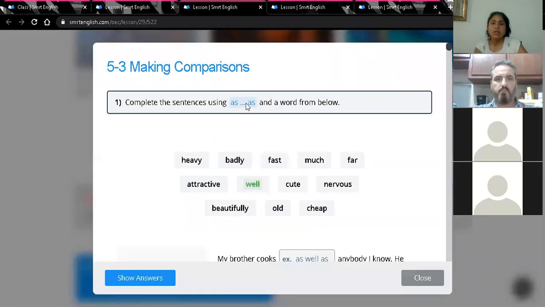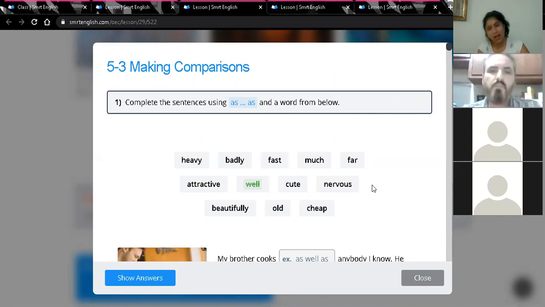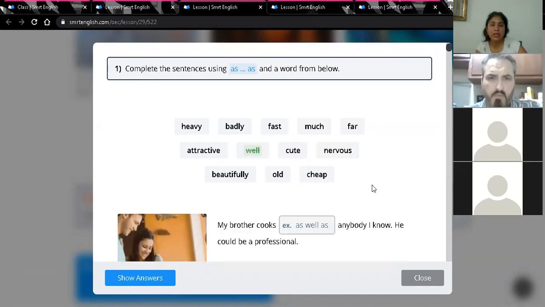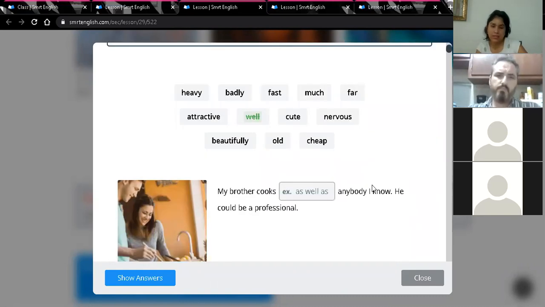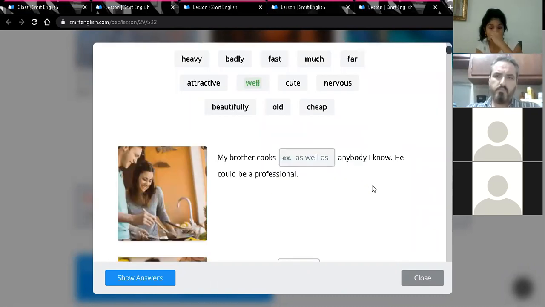So here it says, complete the sentences using as, and a word from below. So we're going to use as. Remember when we use this, the adjectives stay the same, or the adverbs in this case. My brother cooks as well as anybody I know. He could be a professional. In this case, it's an adverb because we're talking about the way he cooks.